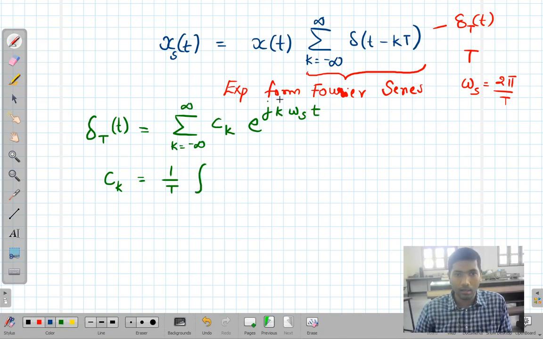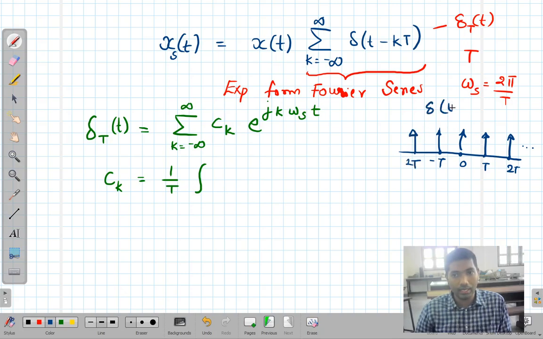So let me draw the impulse train. At t equal to 0, we have an impulse. At t equal to capital T, we have another impulse. At t equal to 2T, we have an impulse, and so on. Similarly, to the left side, at minus T, we have an impulse, and at minus 2T, we have an impulse. So this is δ_T(t), right? Fine. So what is c_k?